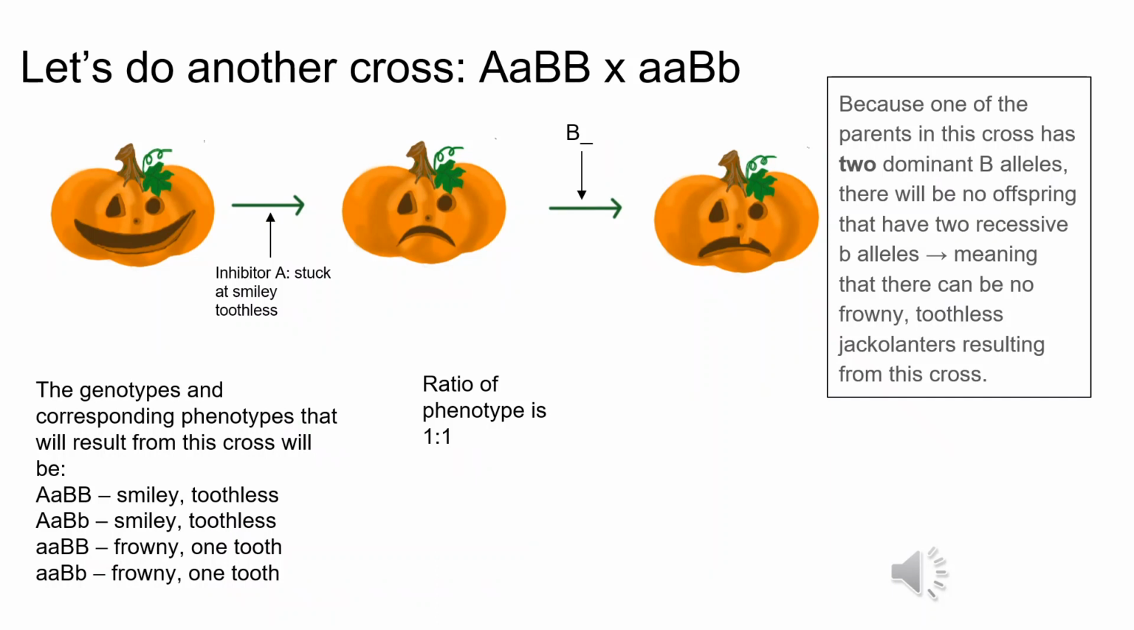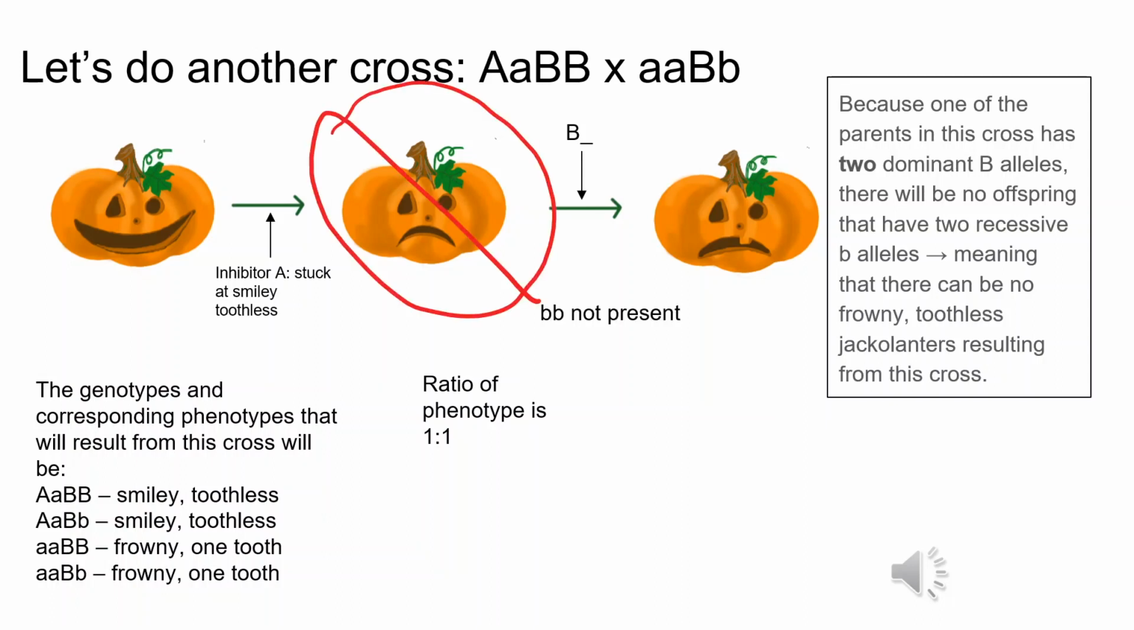We will cross big A, big B, little b with little a, big B, little b. Because one of the parents of this cross has 2 dominant B alleles, there will be no offspring that have 2 recessive B alleles, meaning that there can be no frowny, toothless jack-o'-lanterns resulting from this cross.